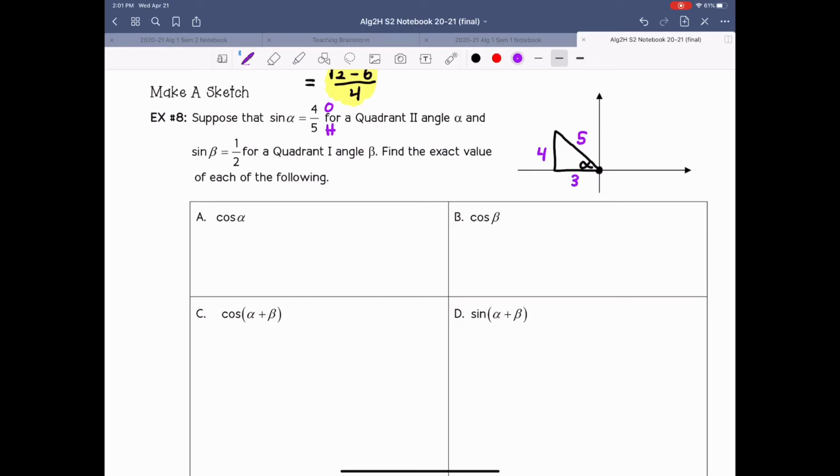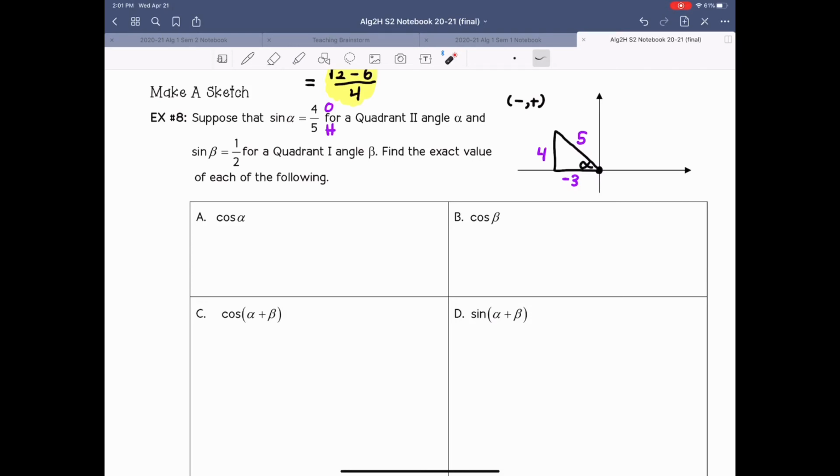Now, this is where we need to be careful. We are lying in quadrant 2, and in quadrant 2, the x values are negative and the y values are positive. So since this side of the triangle lies on the negative x-axis, the bottom side of that triangle is actually going to be negative 3 instead of positive 3. So just don't forget the rules of the signs in each of the quadrants. So that's what we know about alpha. Let's talk about what we know about beta.